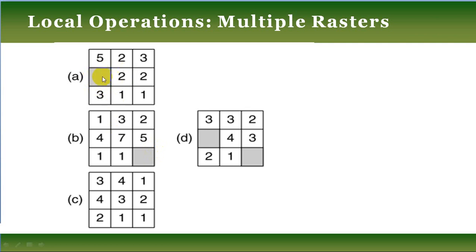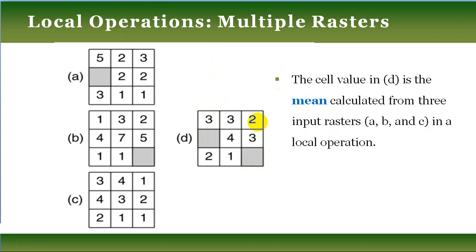So in this input raster, in this pixel, no data is there. No data is there. So basically those three rasters are superimposed one upon another. Now based on those three superimposed rasters we can perform a local operation and prepare a new output raster. The cell value in this output raster D is the mean, the average, calculated from the three input rasters A, B and C by using a local operation.